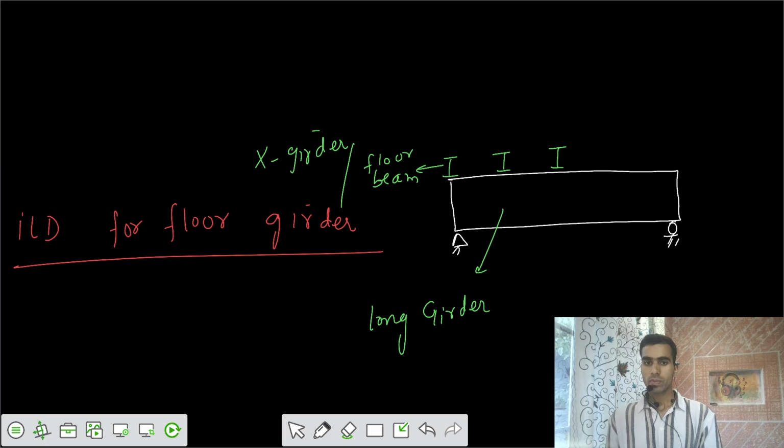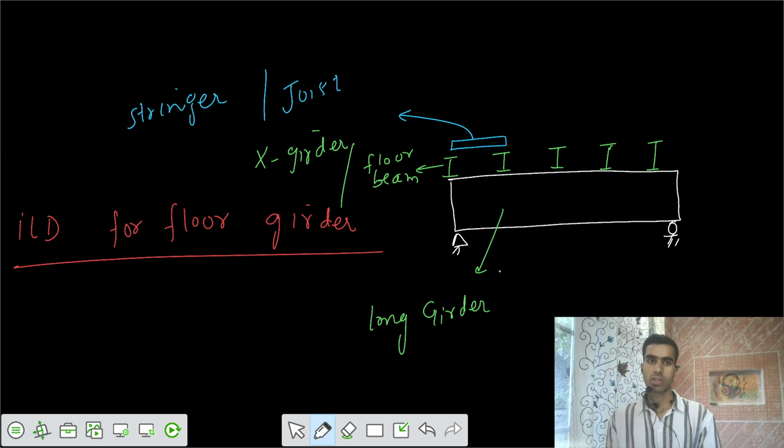Then these small girders are placed in the cross direction, that's the transverse direction. And on the top of that, we have those joists. We call them joists or stringers. This is your joist, or we can also call them stringer beams. They are placed on those floor beams. So these are your stringers.